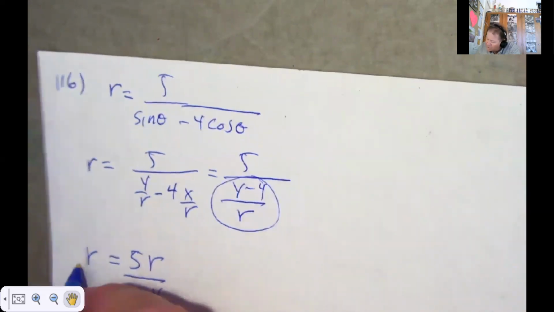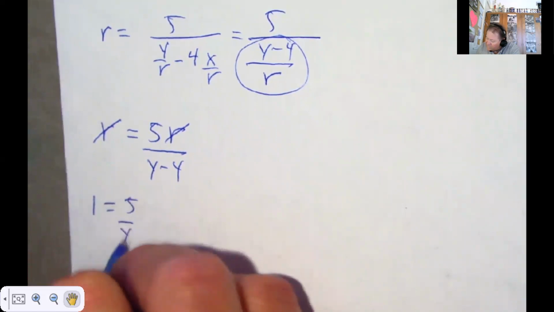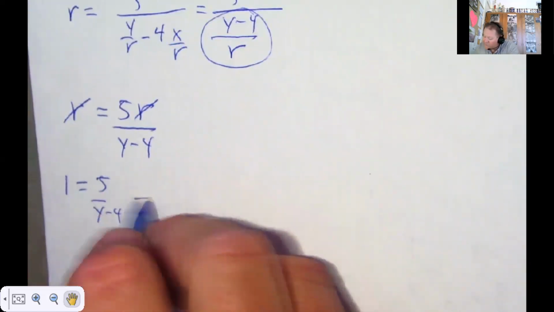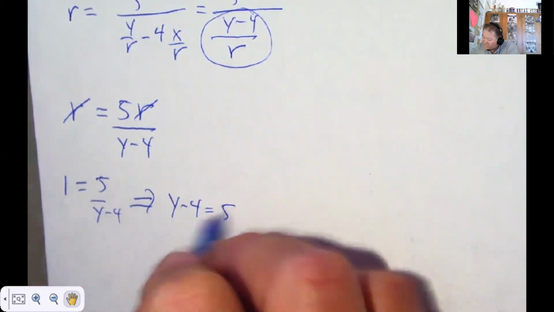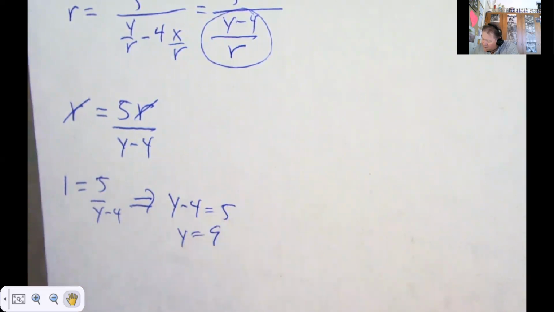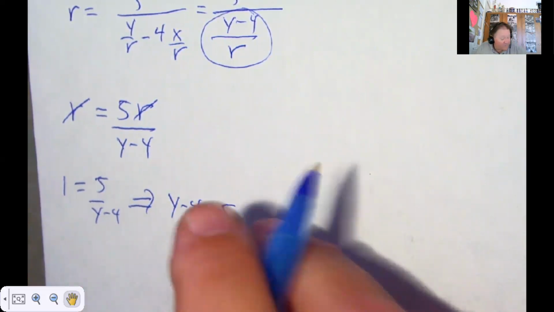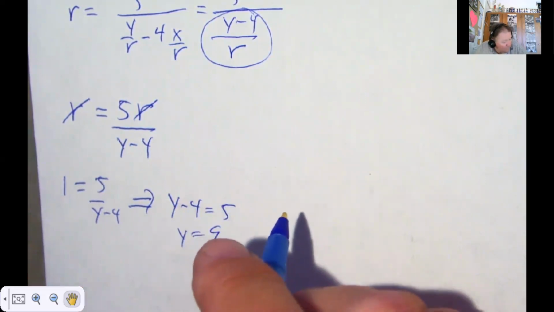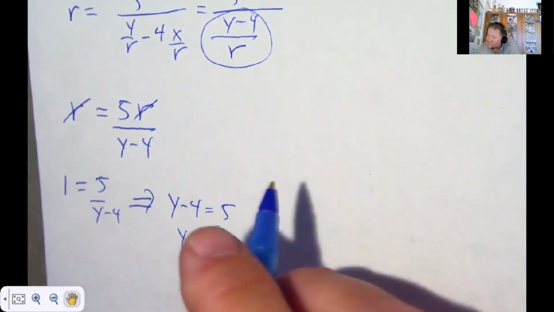Divide both sides by r. The r's go away. And you get 1 equals 5 over y minus 4. Multiply both sides by y minus 4. And that would be y minus 4 equals 5. That's y equals 9. I sense I did something wrong, because I don't think it should come out to be a line. Oh, way off.